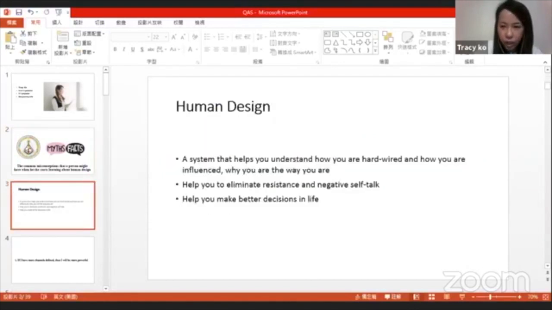If you're really new to human design, I want to share with you what human design is. Human design is a system that helps you understand how you are hardwired and how you are influenced. It's basically a system that tells you why you are the way you are. And with human design, you will be able to learn how to eliminate resistance and negative self-talk in your life and in your brain, and it will help you to make better choices in life.